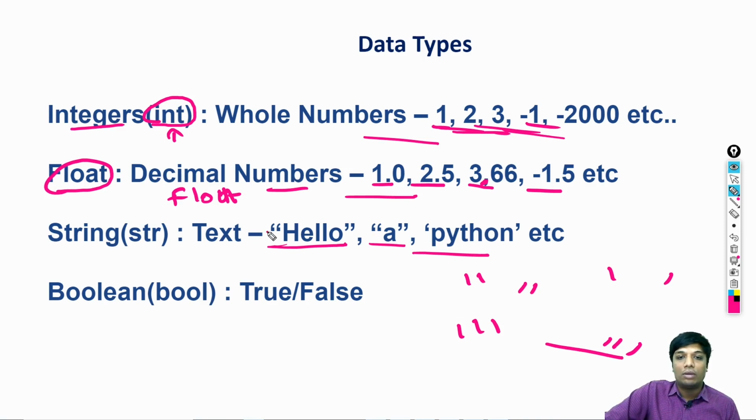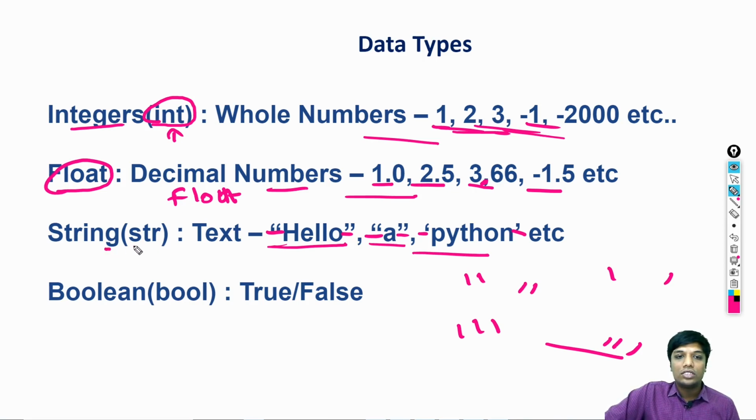So either you can give double quotes in this way, or you can give single quotes. And in Python, there is no such thing as a character. So if you have a single character also, you can give it as a string, and a single character can be in double quotes or single quotes. That's regarding your string.